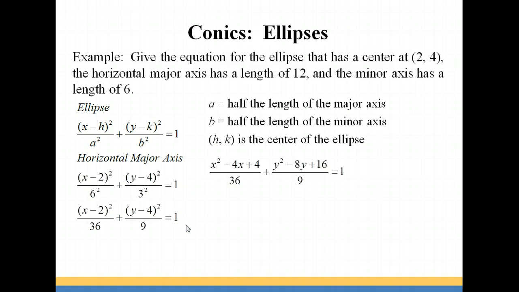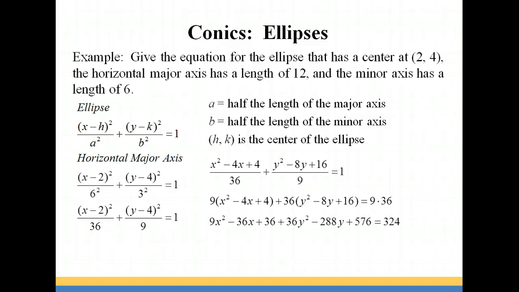Now what we want to do is expand all this out. So we have x minus 2 squared, which we're going to expand as x squared minus 4x plus 4. And we have y minus 4 squared, which becomes y squared minus 8y plus 16. Now what we want to do is clear fractions. So I'm going to multiply every term by 36 times 9. The first term is going to end up with the 36 canceling, so we're just going to multiply the numerator by 9. And for the second term, we're going to end up multiplying the numerator by 36, and then we have 324 on the other side.